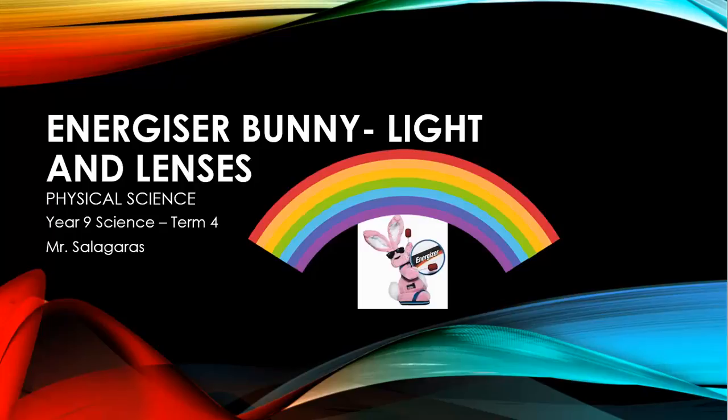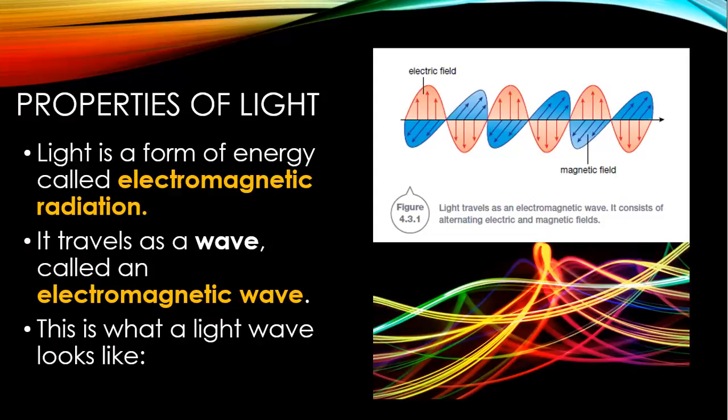Today we're going to look at light and lenses. This is part of my Year 9 Physical Science course. We're going to break this into two chunks today, looking at light energy, and then how light interacts with different types of lenses. We're also going to look at properties of light as well. Okay, so let's look at properties of light to start off with.